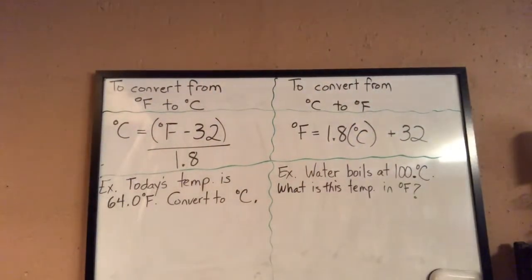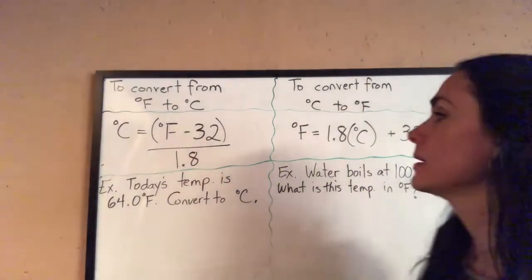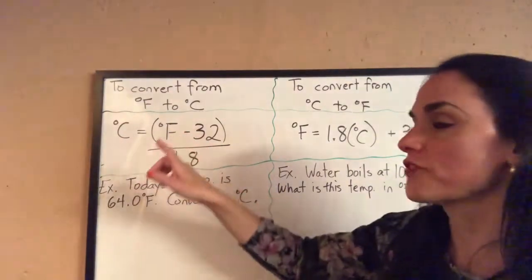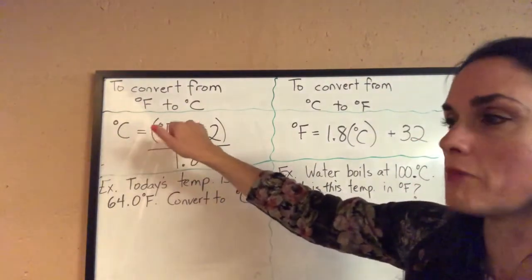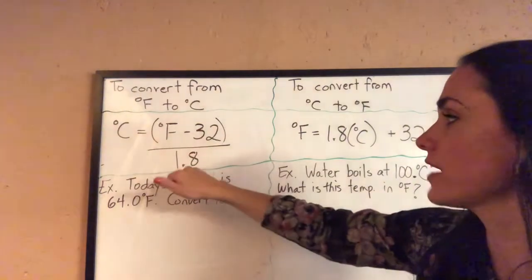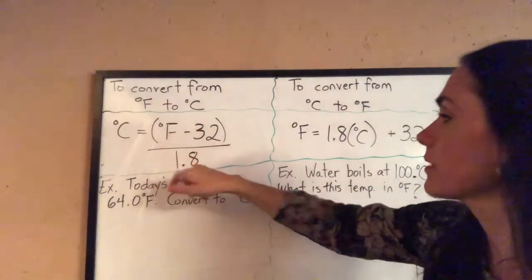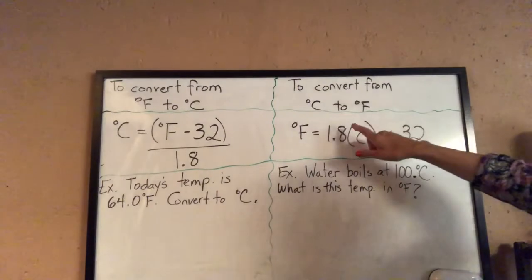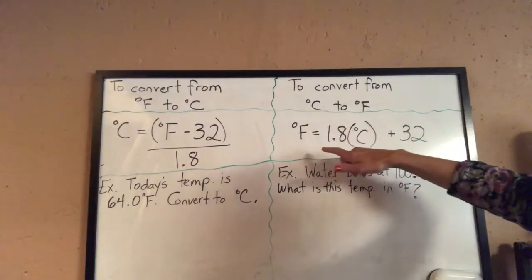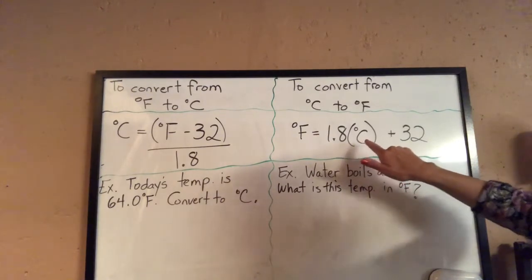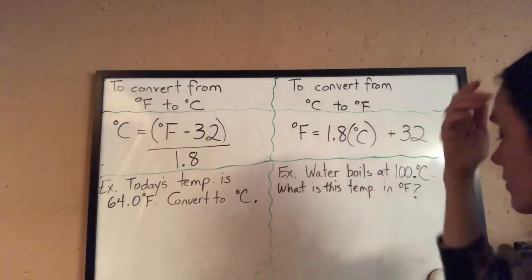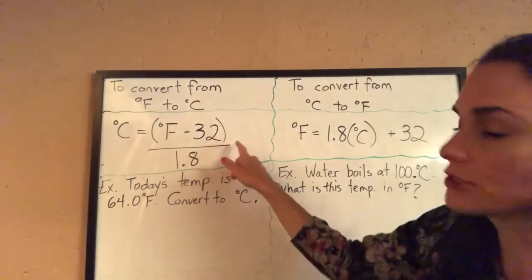Let's learn how to convert from Fahrenheit to Celsius and from Celsius to Fahrenheit, vice versa. To get the Celsius temperature from the Fahrenheit temperature, take the difference of the Fahrenheit temperature minus 32, and divide that difference by 1.8. To convert from Celsius into Fahrenheit, multiply 1.8 times whatever the Celsius temperature is, then add 32. Now, we're going to do examples.